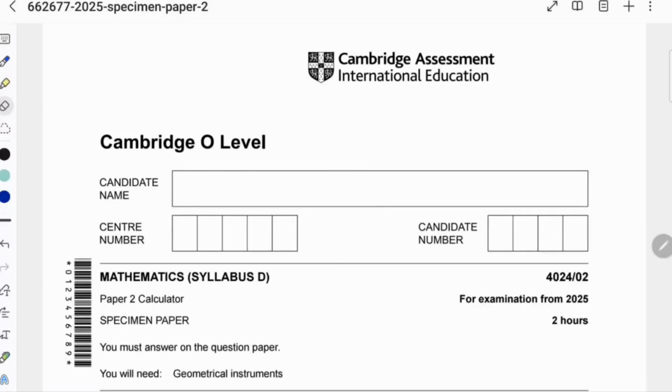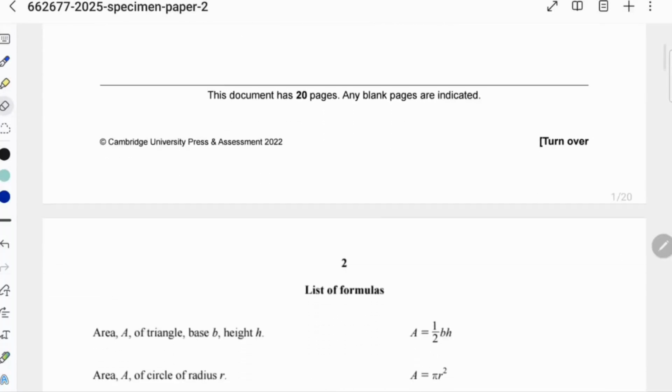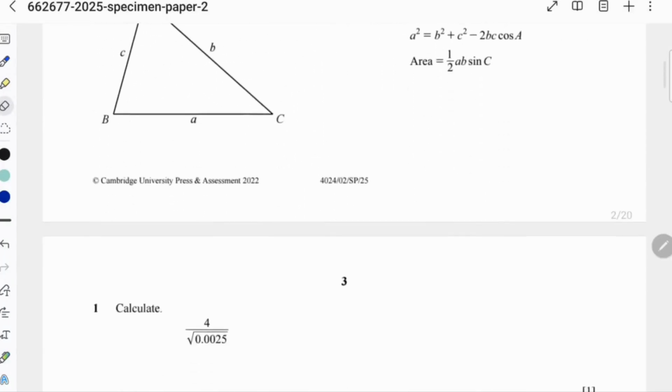Hello everyone. Today we are going to do the specimen paper 2025, paper 2, calculator is allowed. The time is 2 hours, marks are 100. Formula sheet will be given.